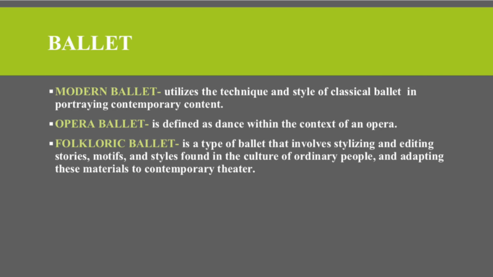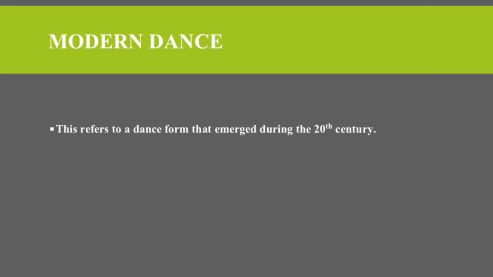Next, we have the folkloric ballet. This is a type of ballet that involves stylizing and editing stories, motifs, and styles found in the culture of ordinary people and adapting these materials to contemporary theater. We also have modern dance. Modern dance refers to a dance form that emerged during the 20th century. And this dance form is still considered theatrical, but it veers away from the technique and style of ballet.